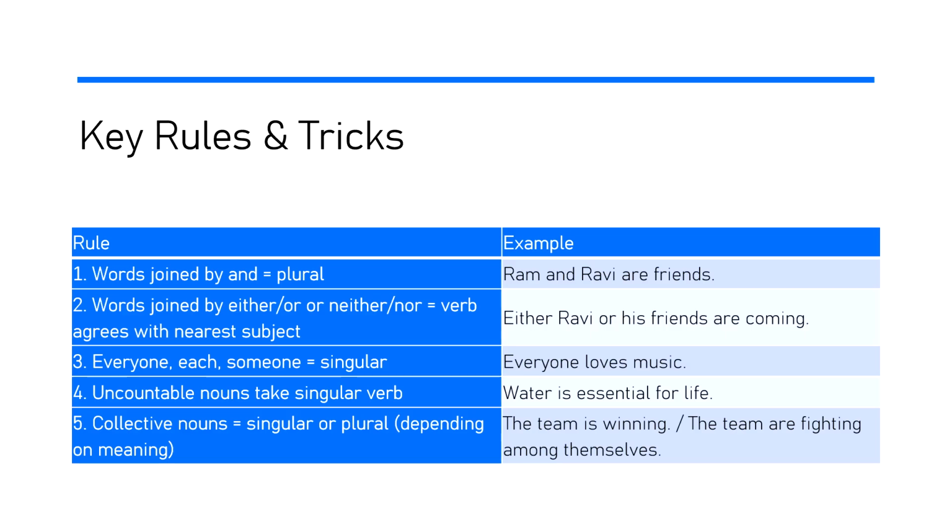Rule 5. Collective nouns like team, family, jury, or group can take either singular or plural verbs, depending on meaning. If the group acts as one unit, we say the team is winning. But if we are talking about the members acting separately, we say the team are fighting among themselves. So the trick is, don't just look at the word, look at what it means in the sentence. That meaning decides whether the verb should be singular or plural.